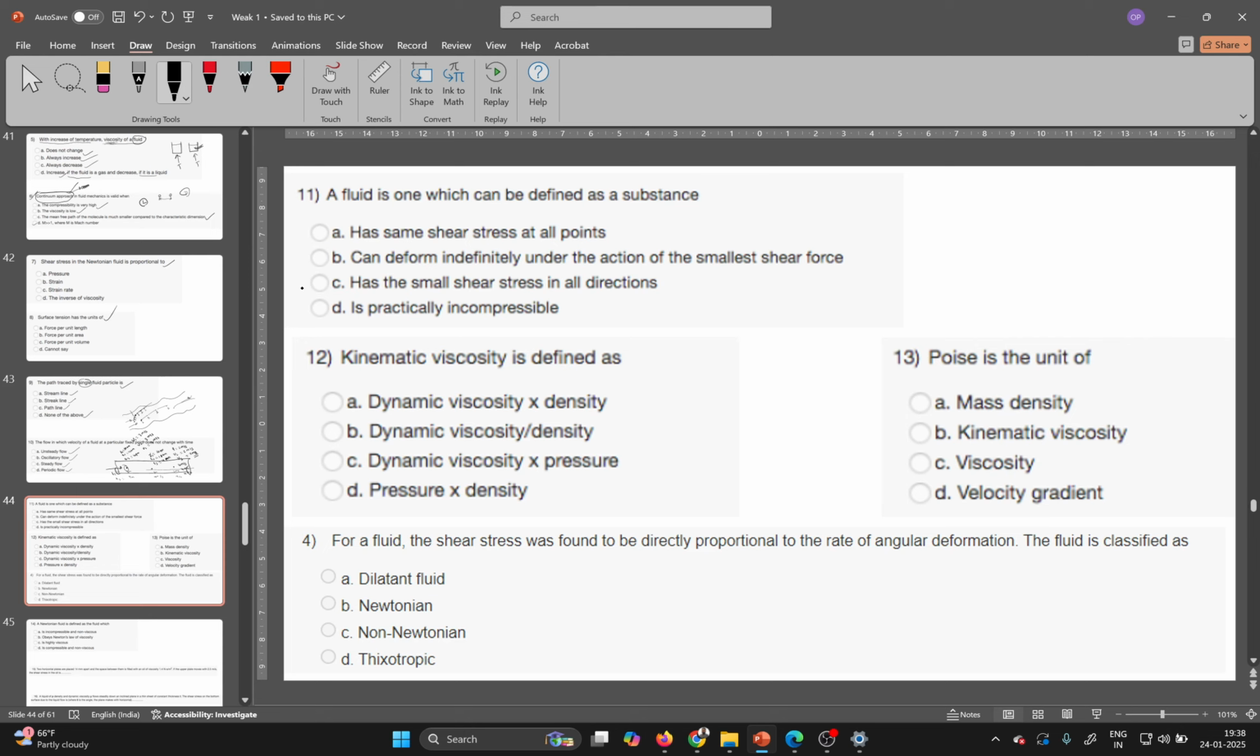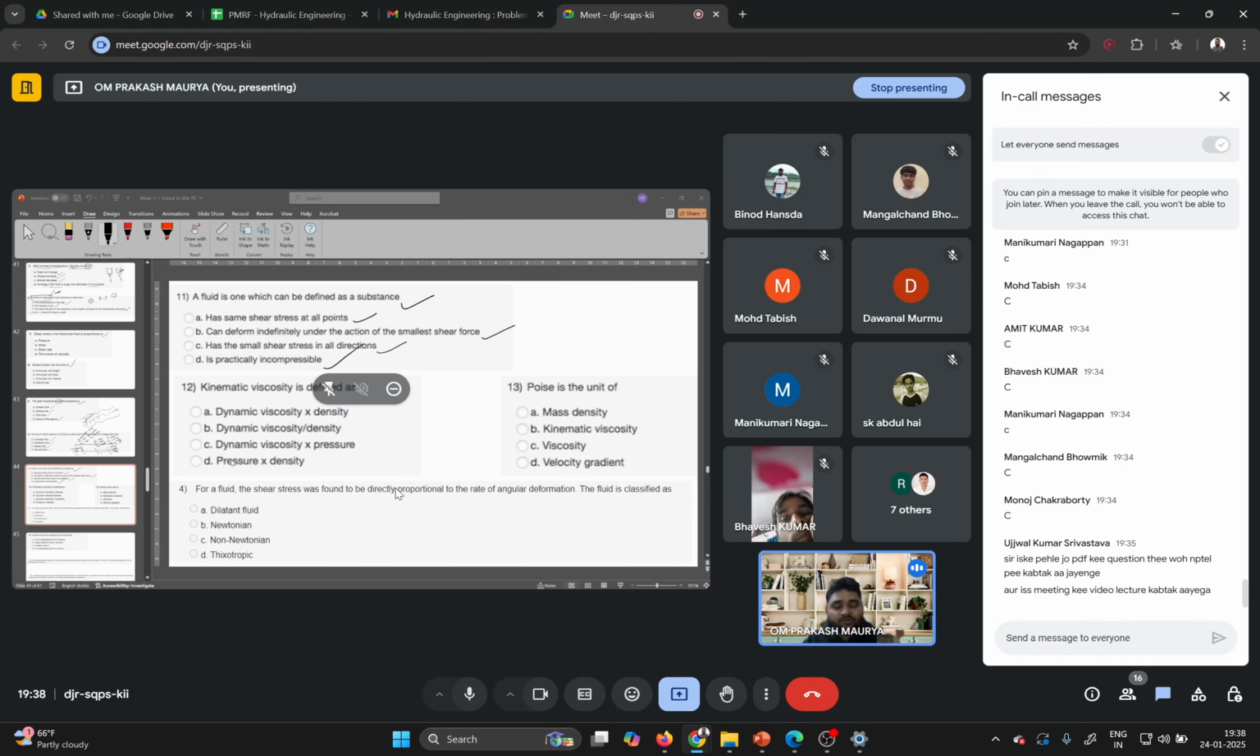Question 11. A fluid is one which can be defined as a substance that has the same shear stress at all points, or can deform indefinitely under the action of the smallest shear force. Option C has a small shear stress in all directions. Option D is perfectly incompressible. So please, this is very fundamental, the first line of fluid mechanics, you can say.